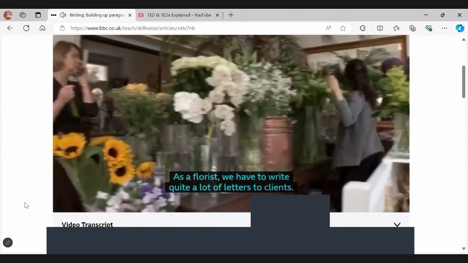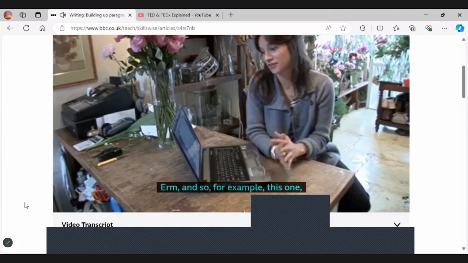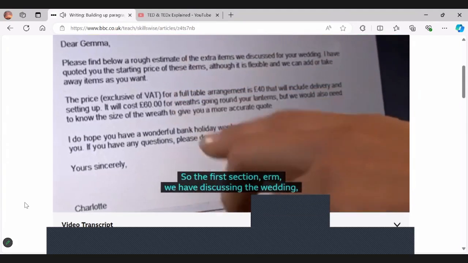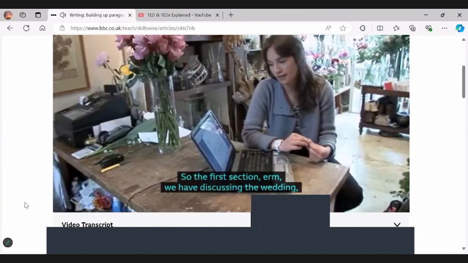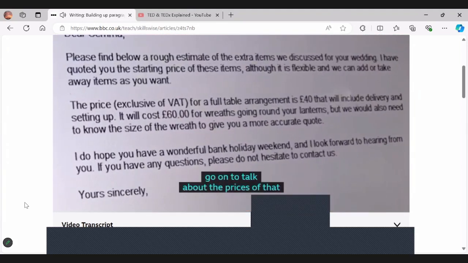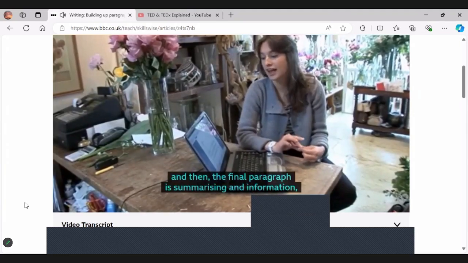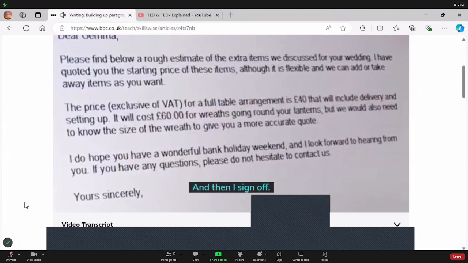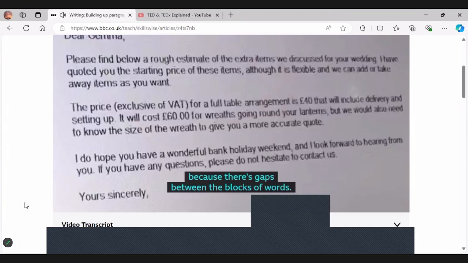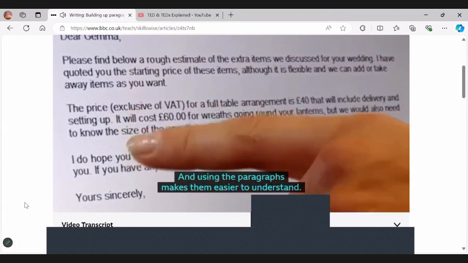As a florist, we have to write quite a lot of letters to clients. And so, for example, this one, I've divided the letter into 3 paragraphs. So in the first section, we have discussing the wedding. And then in the second paragraph, go on to talk about the prices of that. And then the final paragraph is summarizing the information, and that's it. And then I sign off. You can recognize the paragraphs because there's gaps between the blocks of words. And using the paragraphs makes them easier to understand.